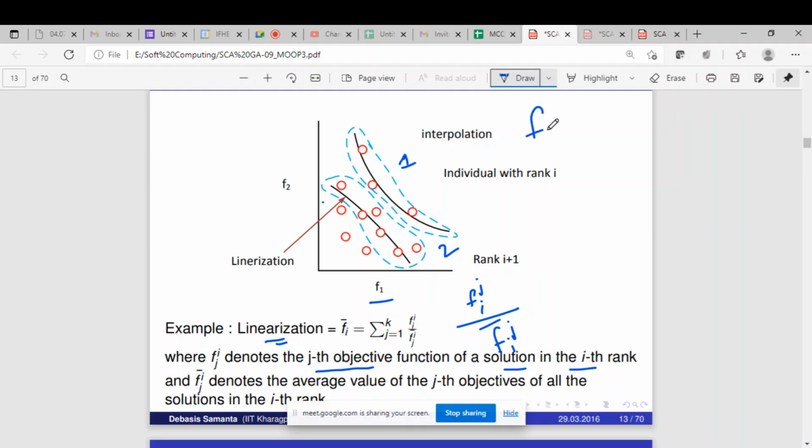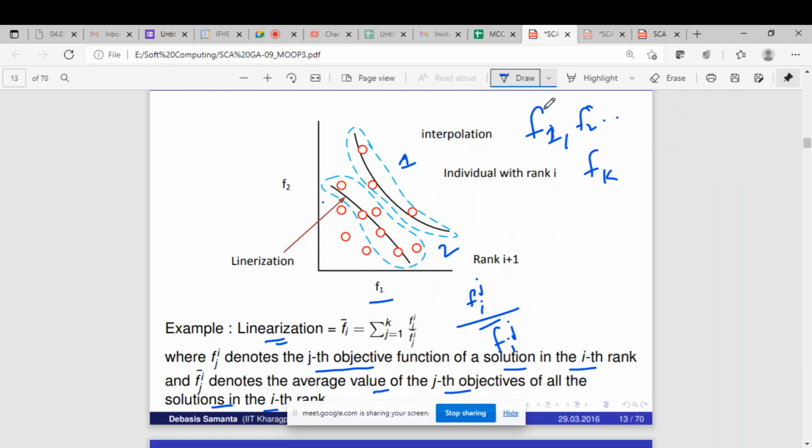We have many objective functions. We are talking about a multi-objective optimization problem. So f1, f2, say we have up to fk objective functions. Here fji represents the jth objective function of a solution in the ith rank, and fji bar denotes the average value of the jth objective of all the solutions in the ith rank. That is the average value of the jth objective function.